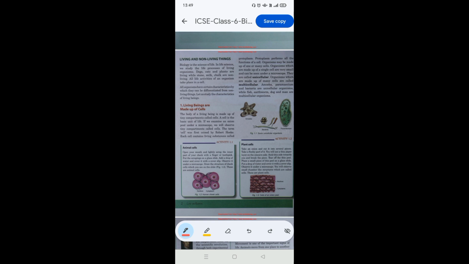Moving on, activity 1.1, animal cells. Open your mouth and lightly scrape the inner part of your cheek with a finger or toothpick. Put the scrapings on a glass slide. Add a drop of water and cover it with a cover slip. Observe it under a microscope. Draw the structure of cheek cells which you see on the slide. These are animal cells.